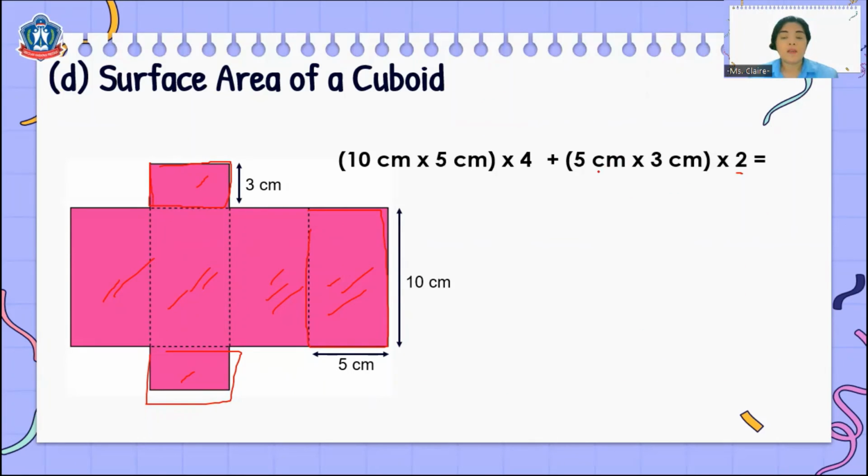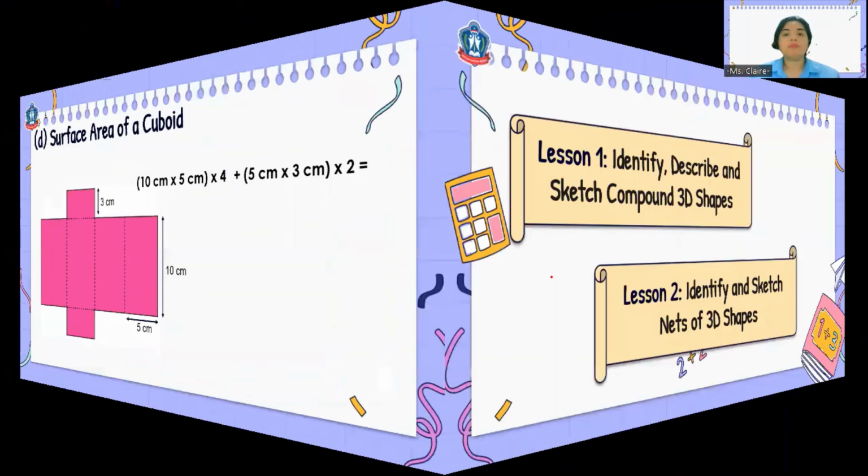So this is 5 centimeters times 3 centimeters. Why is it 5 centimeters times 3 centimeters? Because this length here is also the same as this length, right? So 5 times 3, and when you get the answer, you multiply it by 2. Then you add the area of the 4 big rectangles, and that is the surface area of this cuboid. So children, try to calculate and share your answers during our class.